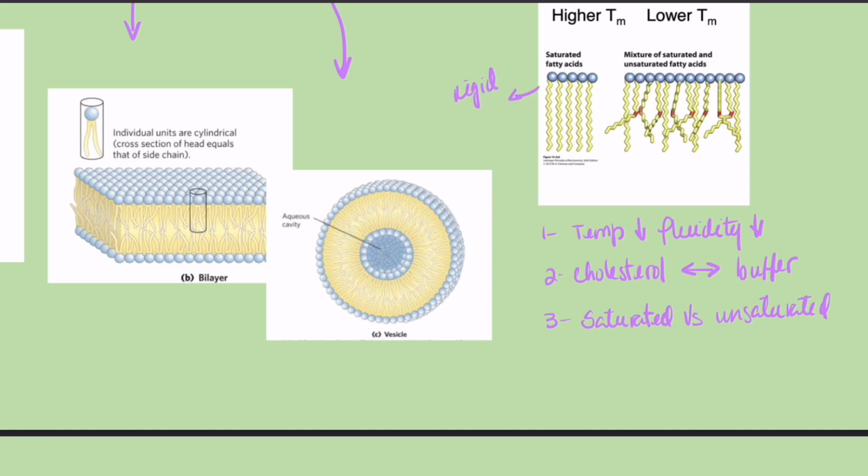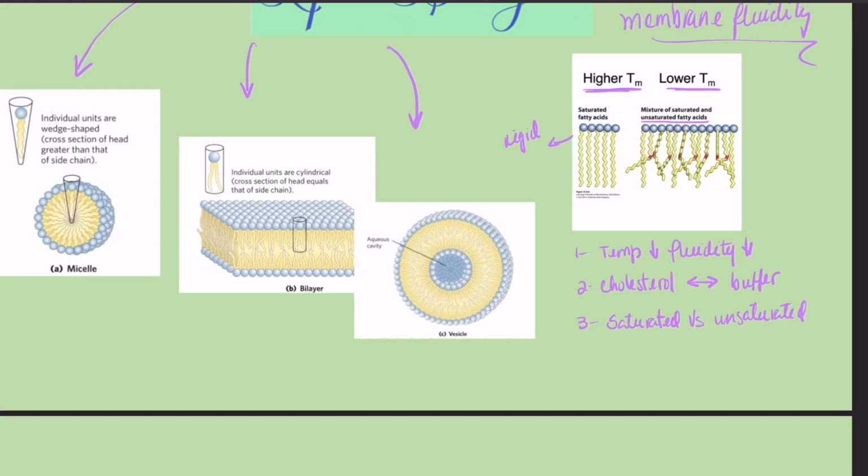Lastly, saturated fatty acids create a less fluid membrane because they are very stable structurally. Therefore, they need higher melting temperatures to increase the fluidity of the membrane, whereas unsaturated fatty acids have lower melting points since they are already fluid due to the structure.